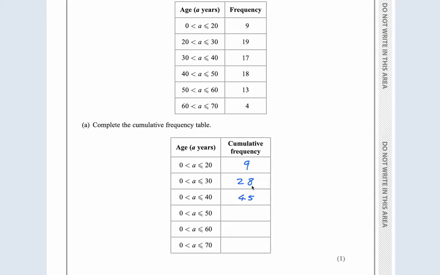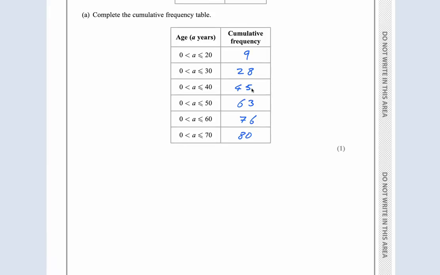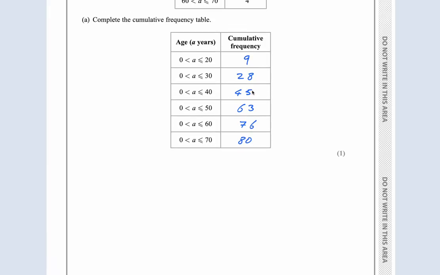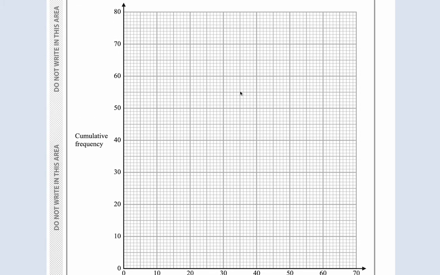Sorry, that's wrong. Hang on, 28. Yeah, that's right. What am I doing? 45 is correct. Then 45 plus 18 is 63. Plus 13 is 76. And then plus 4 is 80. Okay. He then says, use this information to draw a cumulative frequency graph. And he gives me the graph down here.